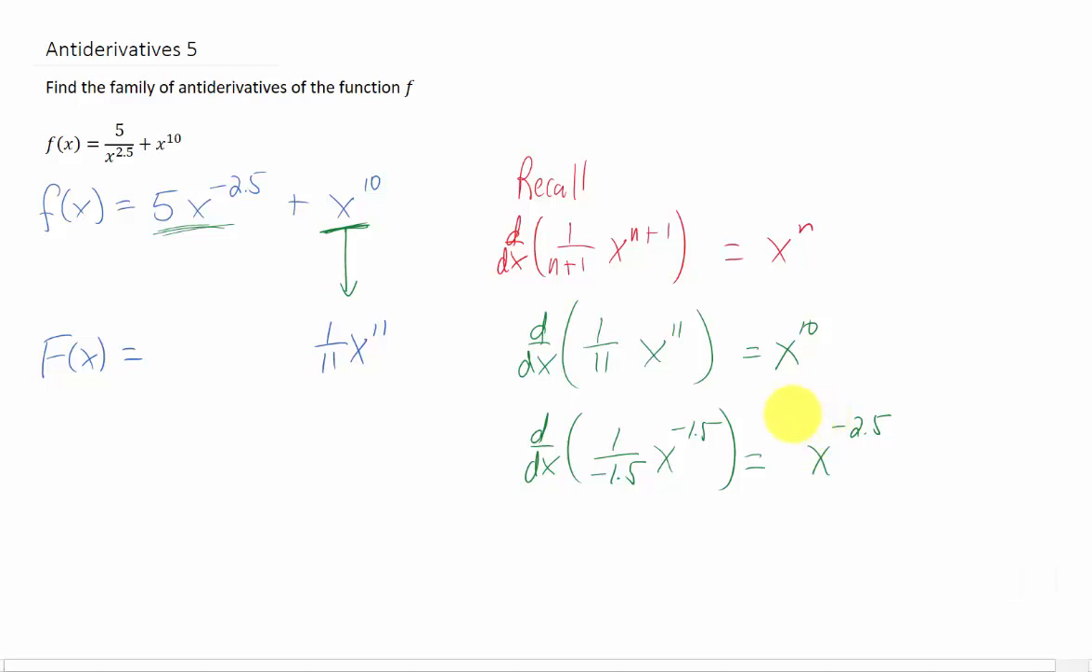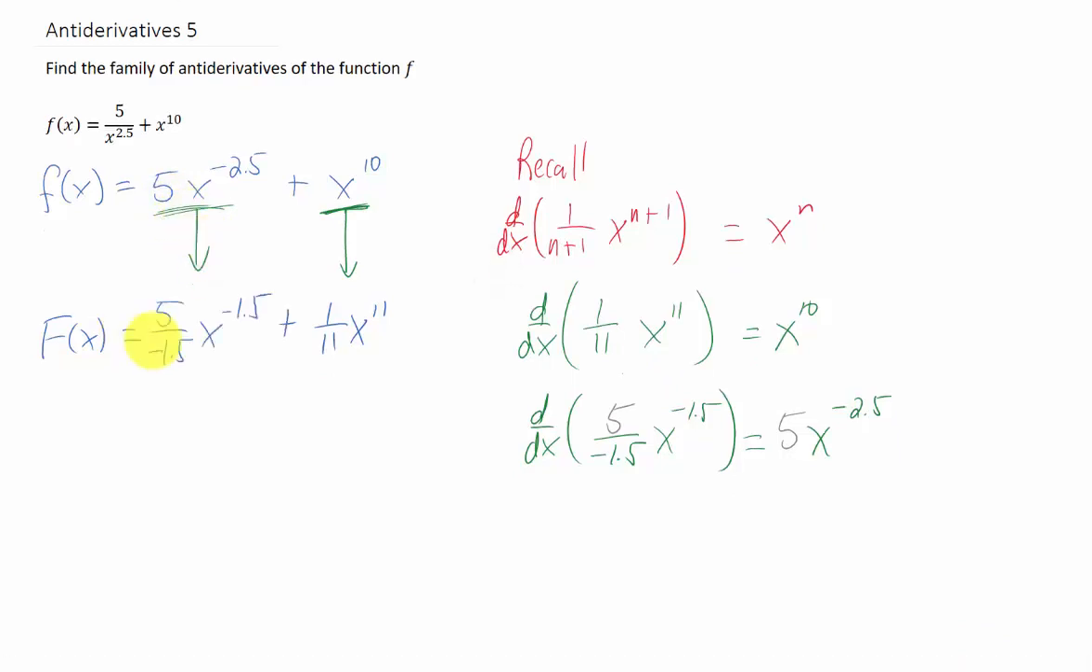Of course, we also want a 5 outside of this function, so what we can do is just multiply both sides of the equation by 5. And over here, you can put the 5 out here, or you can move the 5 in here, and you've got yourself then an antiderivative of that term. And the rest is just simplification.